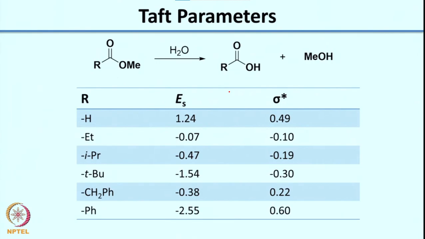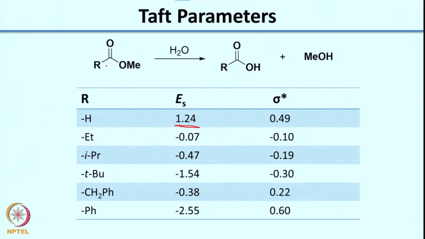Now this is a Taft parameter table. As we have discussed, here we have both the electronic and steric effect. When H is the proton, the steric effect will be less, right? As I told you, if the R group is smaller than the methyl group, it will give less steric hindrance, that means a more positive value of Es. So that's why here we are getting a positive value of Es, right?